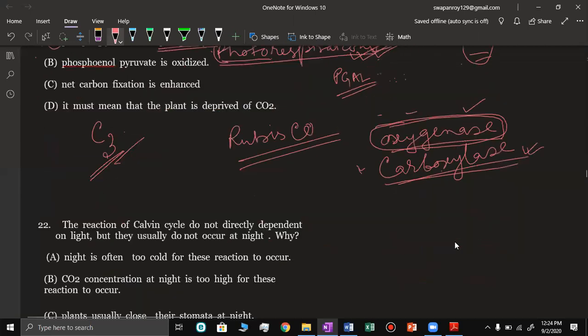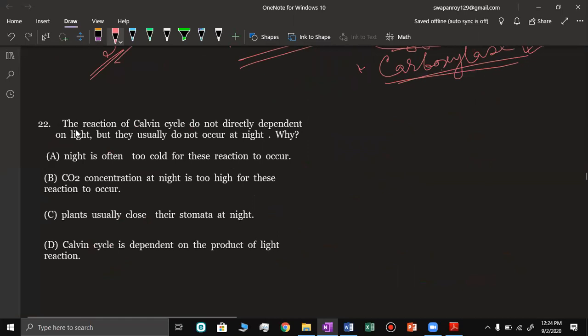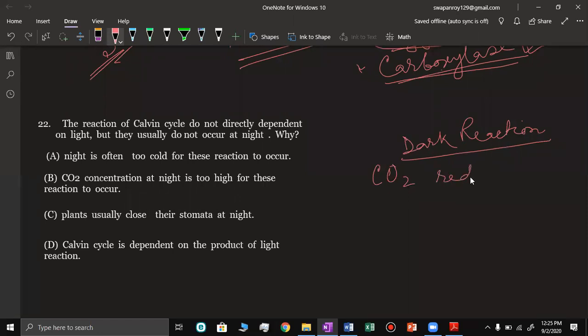Next question is number 22. The reactions of the Calvin cycle do not directly depend on light, but they usually do not occur at night. Okay, this is the Calvin cycle. This is actually the dark reaction. This is a dark reaction because the process of carbon dioxide reduction is independent of light.